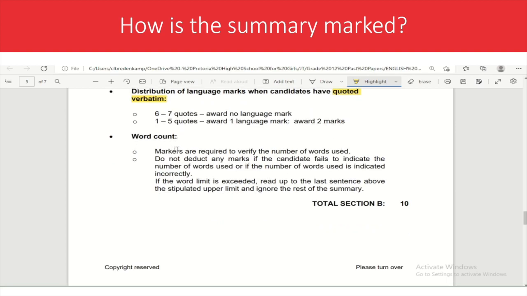Then let's have a look at the word counts. Markers are required to verify the number of words, so yes, we do actually count. Do not deduct any marks if the candidate fails to indicate the number of words used or if the number of words used is indicated incorrectly. If the word limit is exceeded, read up until the last sentence. Okay, so if you've perhaps done 100 words and you've got 10 words over, we will stop marking at that sentence where it ends off. Okay, that is very important to make sure that your word count is absolutely correct.